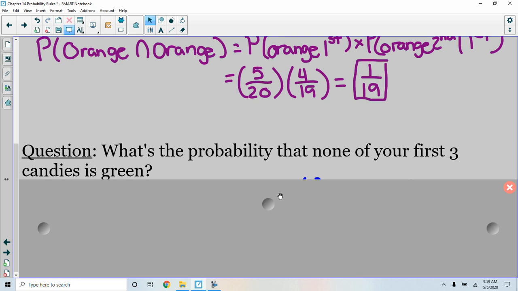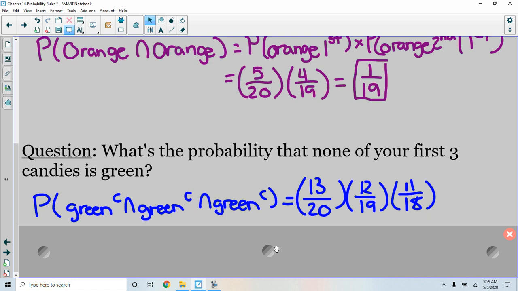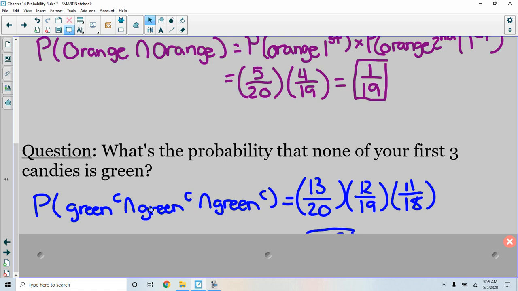So now we want to know the probability that none of our first 3 are green. So said another way, we want to know the probability of selecting 3 candies that are not green on the first try. So that's the probability of not getting green and not getting green and not getting green.